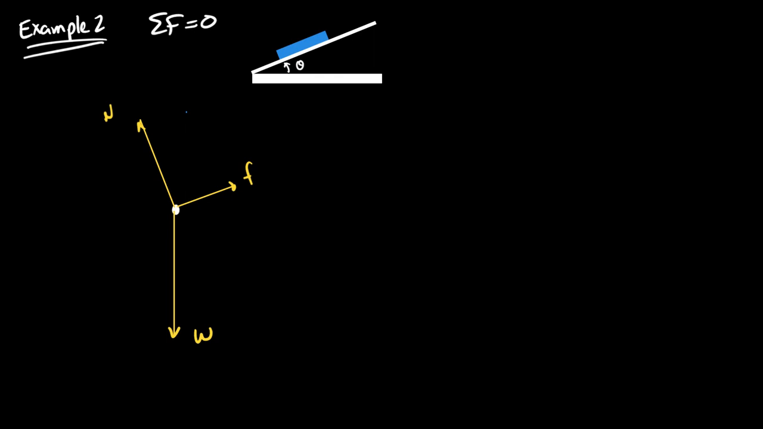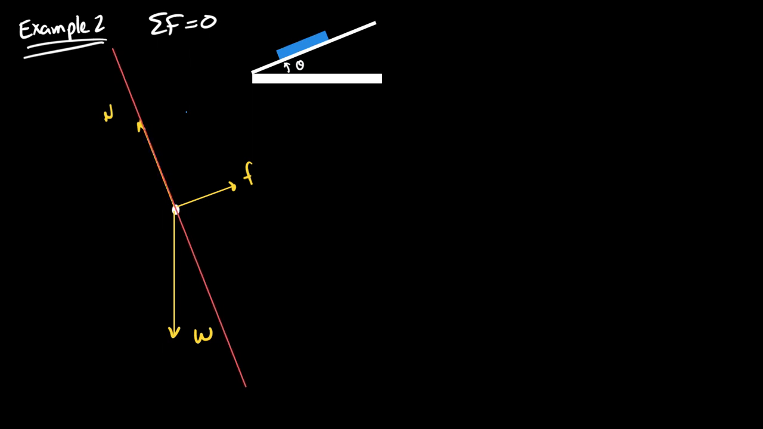I could decide to align it with the weight. I think this is a bad choice though. If I align it with the weight, then I don't have to break the weight up into components because it's already lined up with the negative y direction. But I will have to break up the frictional force and the normal force into components. This seems like a poor choice. I think a better choice will be to line it up with the normal force.